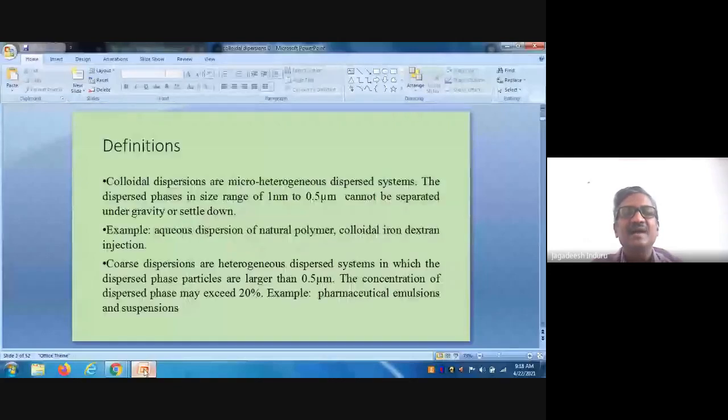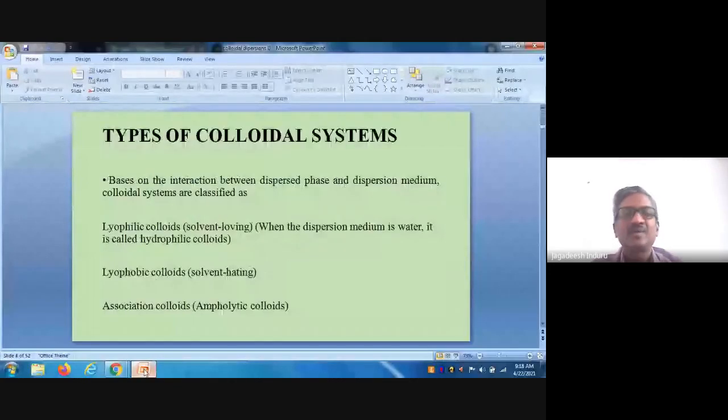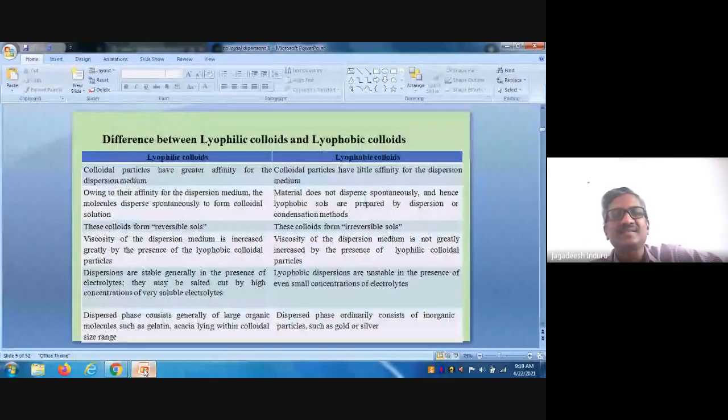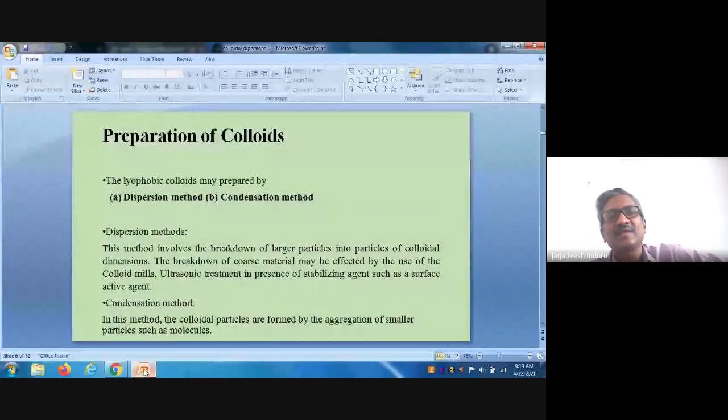Of definitions, and the properties of colloids are based on their having different shapes. Because of that, they have different properties also. We have seen the differences, and we have seen the preparation method of lyophilic, which is as good as a simple solution. For lyophobic, we have a dispersion method, that is the size reduction method, top to bottom, from a bigger particle to a smaller particle. Condensation is a bottom to top approach, that is solution to dispersion form.